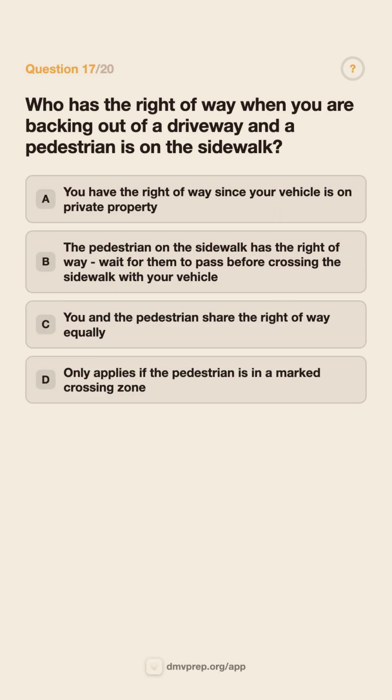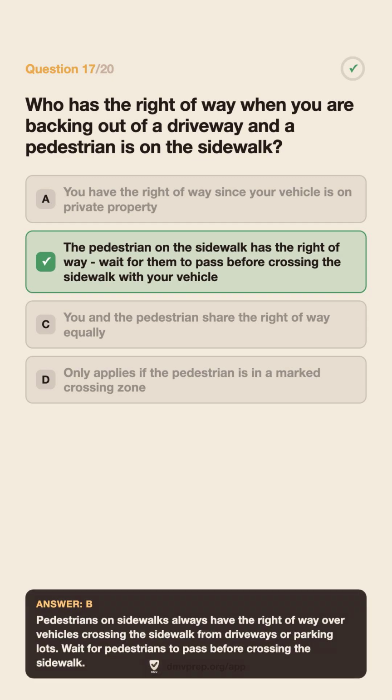Question 17. Who has the right-of-way when you are backing out of a driveway and a pedestrian is on the sidewalk? A. You have the right-of-way since your vehicle is on private property. B. The pedestrian on the sidewalk has the right-of-way. Wait for them to pass before crossing the sidewalk with your vehicle. C. You and the pedestrian share the right-of-way equally. D. Only applies if the pedestrian is in a marked crossing zone. The correct answer is B. Pedestrians on sidewalks always have the right-of-way over vehicles crossing the sidewalk from driveways or parking lots. Wait for pedestrians to pass before crossing the sidewalk.